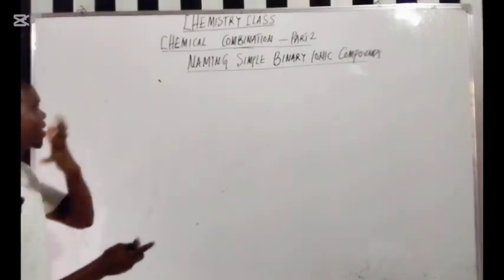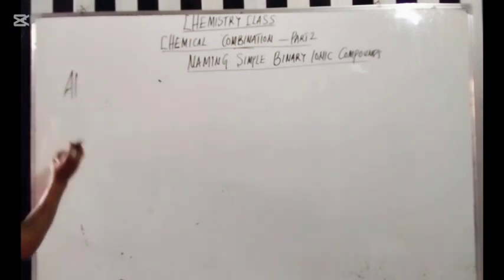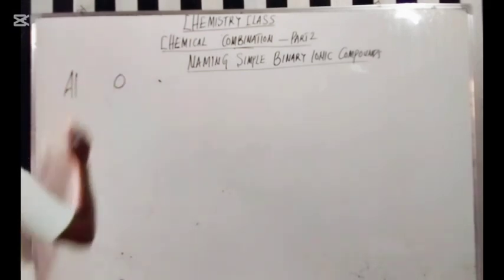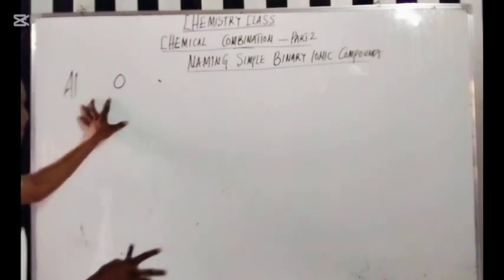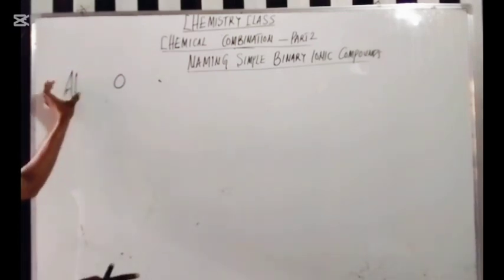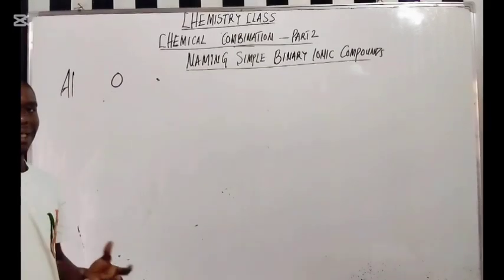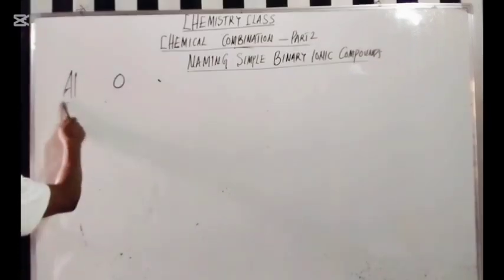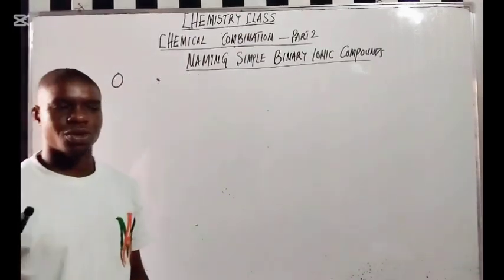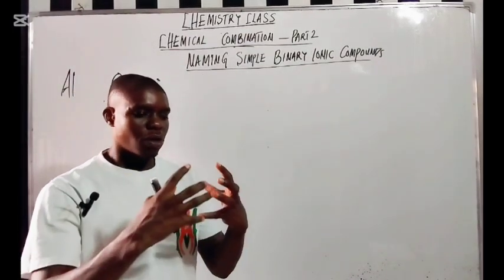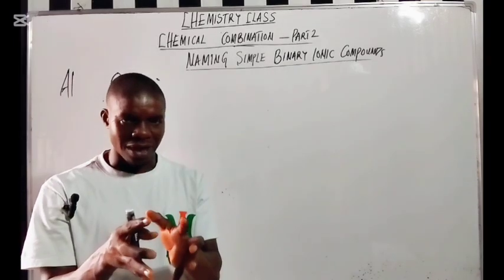So now let's say, for example, aluminium and oxygen are combining, and you have been asked to write the simple binary ionic compound between aluminium and oxygen. Now, how do you do that here? You make use of their oxidation states, because we are talking about an ionic compound. What is an ionic compound? An ionic compound means what? The compound between a metal and a non-metal, right?